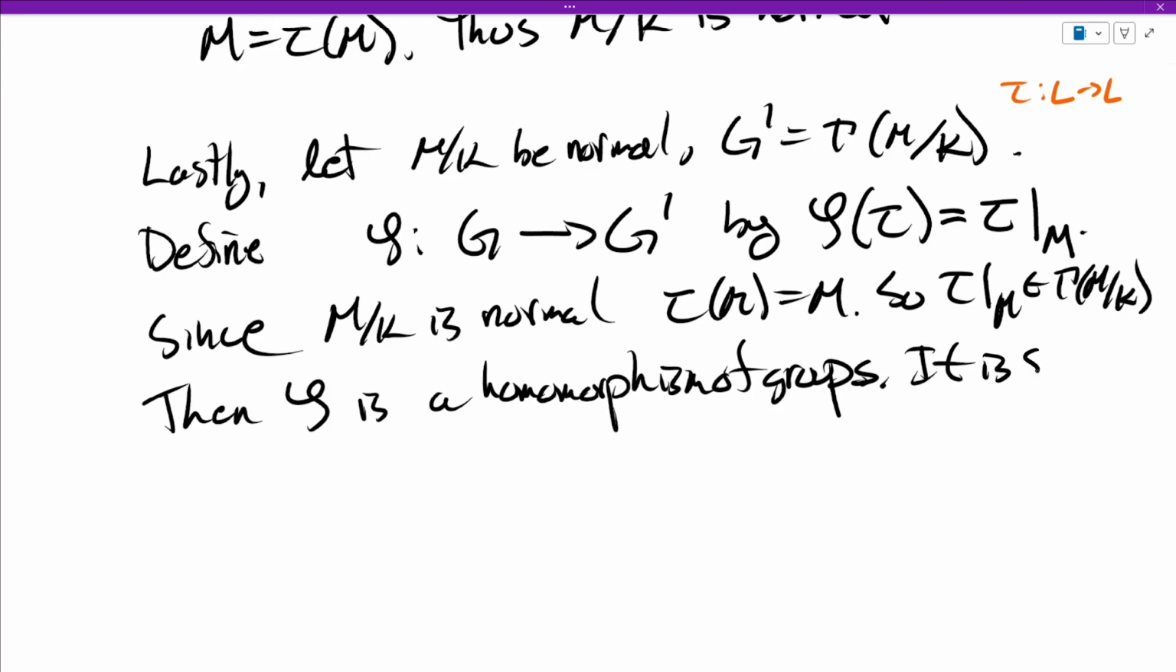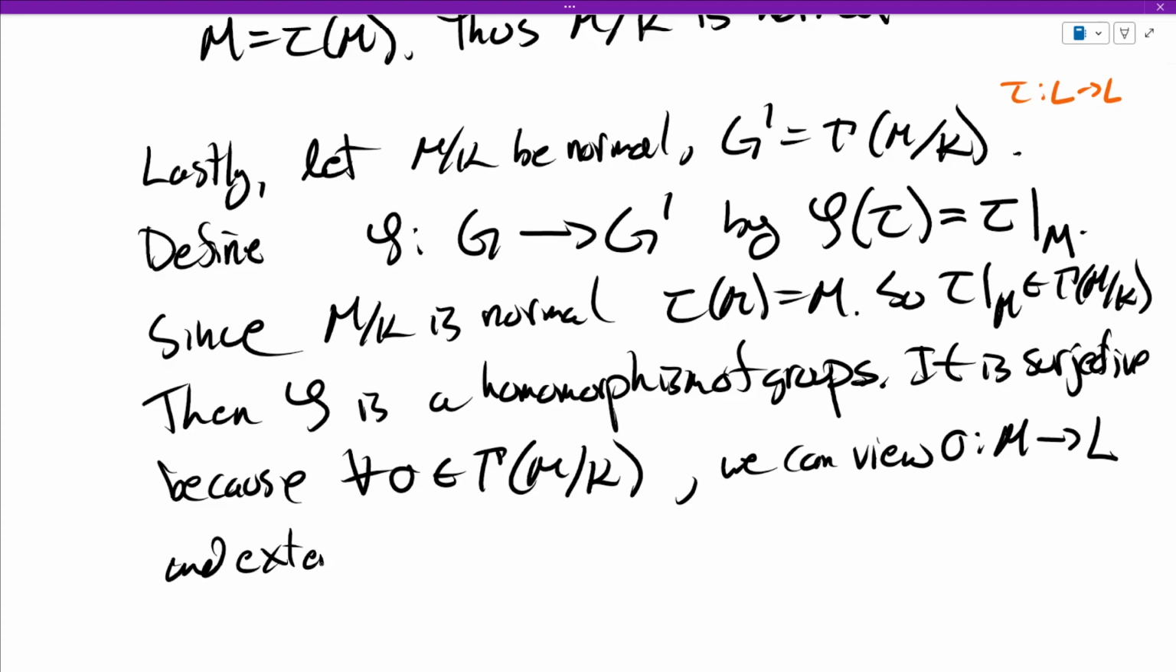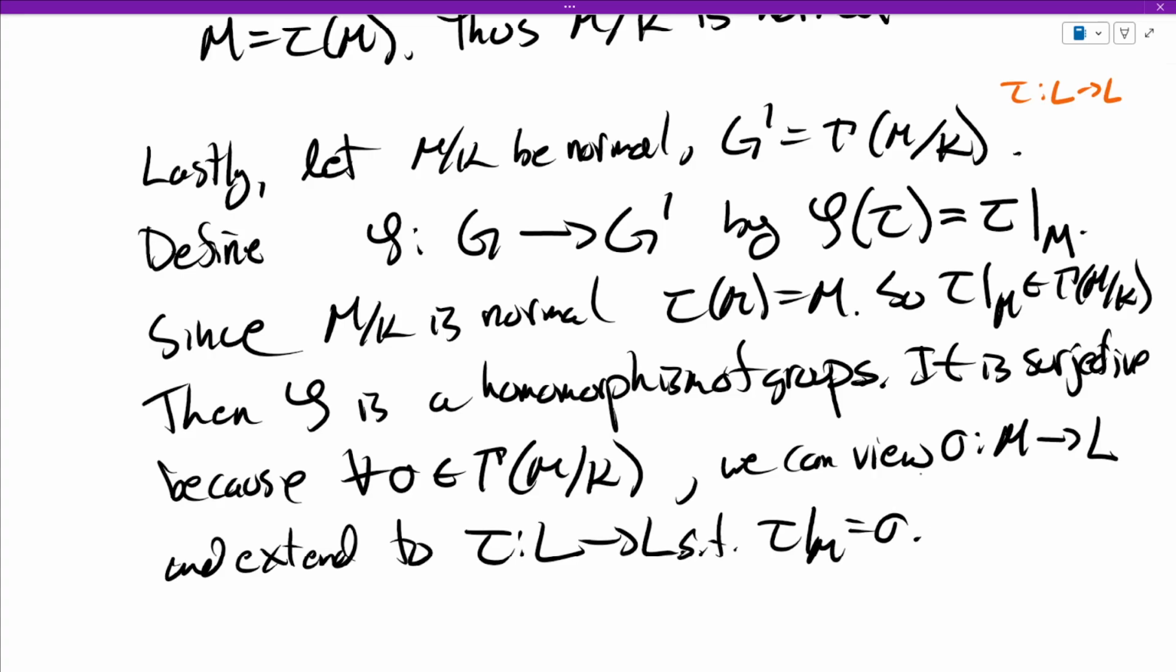It is surjective because for all sigma in the Galois group of M over K, we can view sigma as a mapping from M to M, of course, but we can then include M back into L and then extend to some tau from L to L, such that tau restricted to M is sigma. So by those extension theorems that we proved, this mapping is surjective because we can always lift an automorphism from M to M to one from L to L. So it's onto, great.